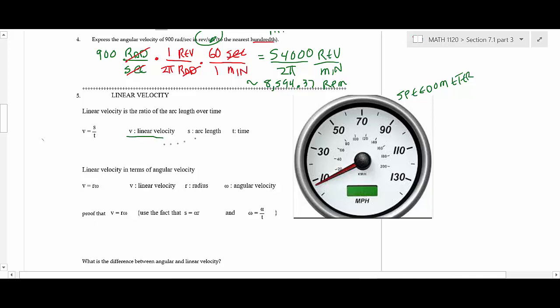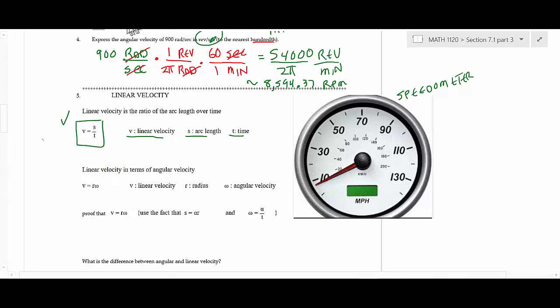That's the variable we use. S is the arc length. We already learned about that tonight. And T is time. So what we're really doing is the arc that it goes through in a unit of time. What the speedometer is measuring is really, in a second, how far does a point on the rim of that tire go? What is its distance? So it's literally a distance over a time, okay? So that's your formula there.